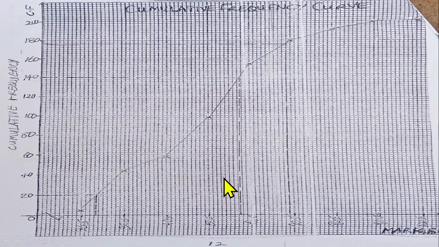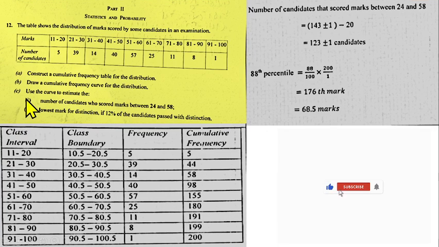So if you draw your own perfectly well based on the table we have here, then you should have this kind of curve as the graph. Then let's go back. The question says you should use the curve to estimate the number of candidates who score marks between 24 and 58. Pardon me for that. Now it's quite simple as well.